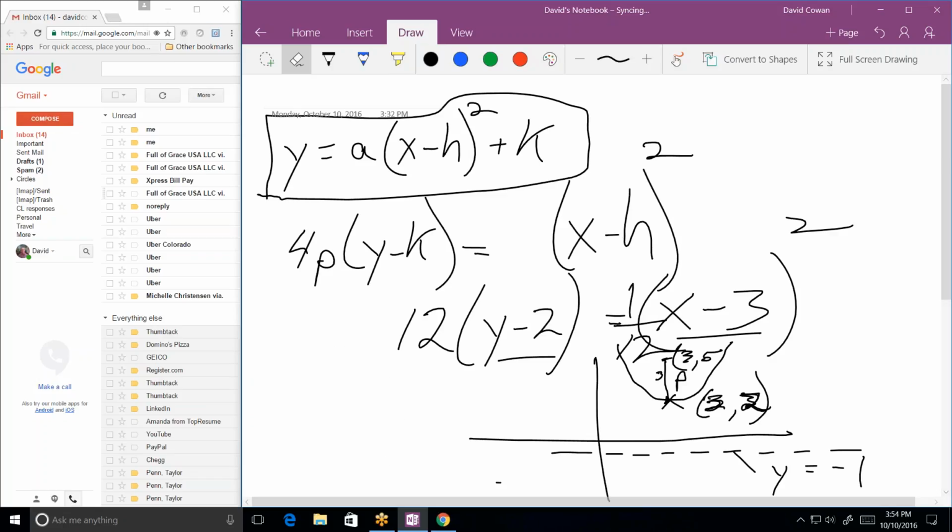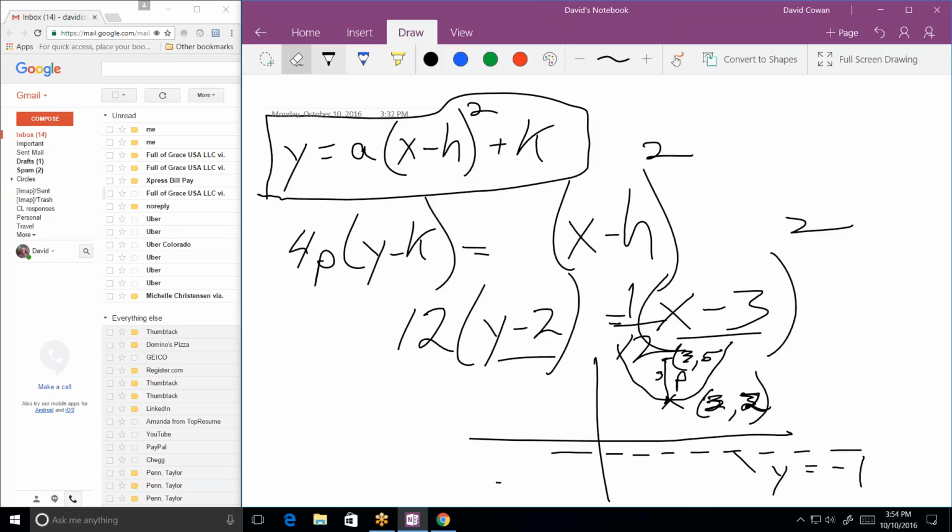I'm pretty sure, in fact almost 100% sure, that Chatfield uses the 4P formula and not the original, okay? So you're going to have to deal with this format, but realize that it's not really that different than that format there. And in fact, you could always solve for P if they do give you something in vertex format.